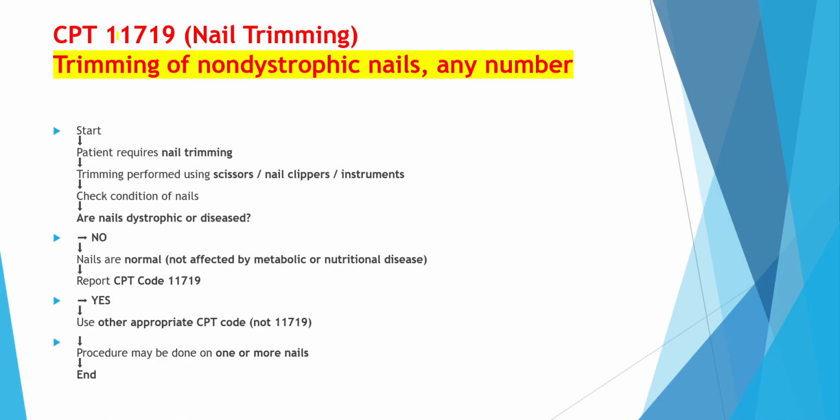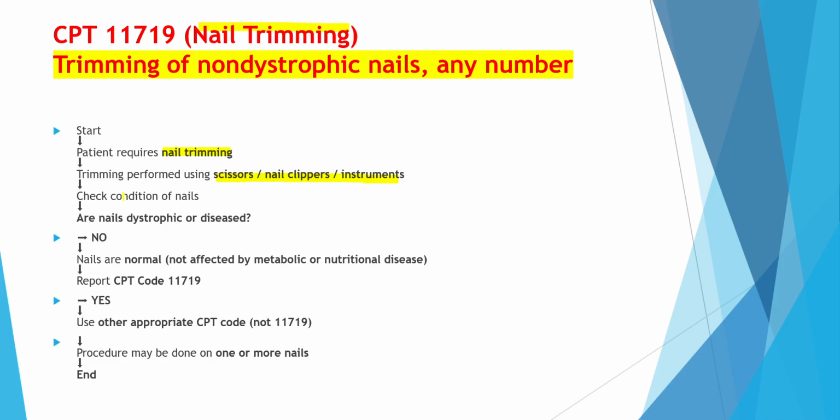Whenever the patient has non-dystrophic nails, the physician will do nail trimming. So we have CPT 11719 for trimming of non-dystrophic nails, any number. The patient here requires nail trimming. So the physician, with the help of scissors, nail clippers, or other instruments, will just trim the nails.